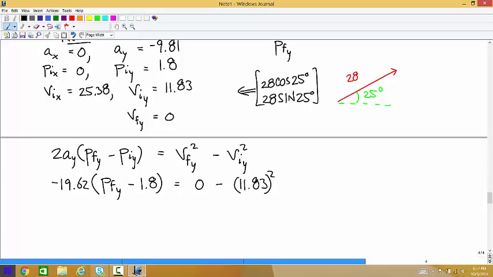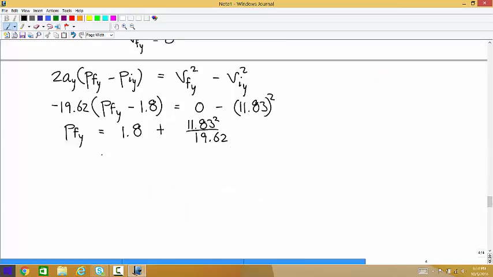So you can divide both sides by negative 19.62, and you get PFY is equal to 1.8 plus 11.83 squared divided by 19.62. What do you get for that? 8.93 meters.